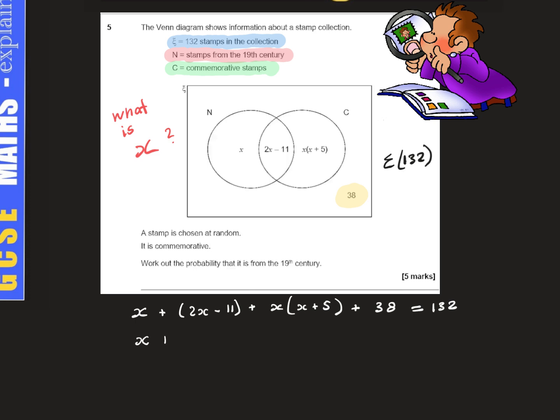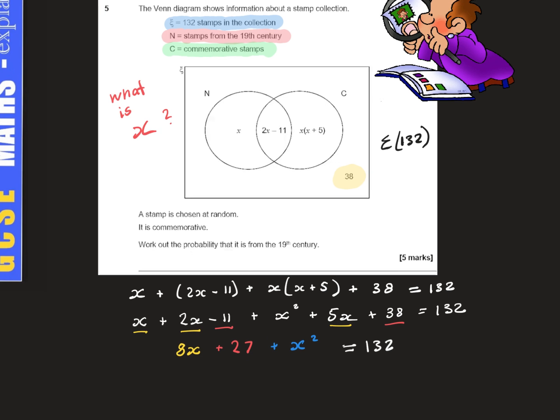So simplify this: x plus 2x minus 11 plus x times x is x squared, plus 5x plus 38. And that's equal to 132. And so if we add all the x's together, we will get 8x. And then we can add the minus 11 and plus 38, and we'll get plus 27. And then, of course, we've got an x squared in here, and all this is equal to 132.